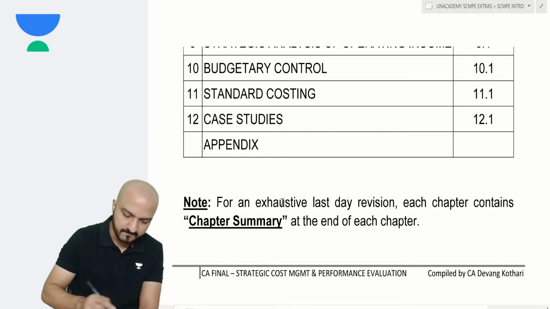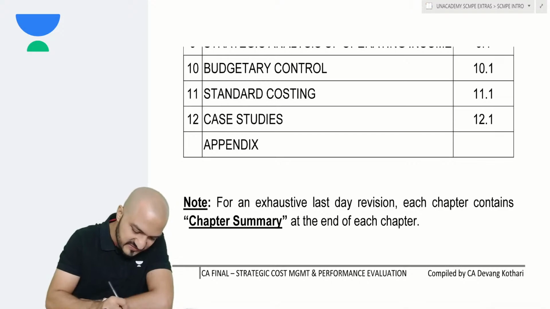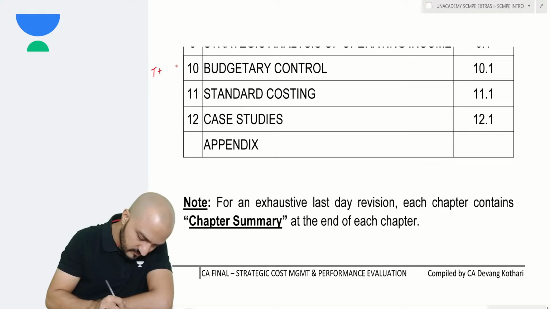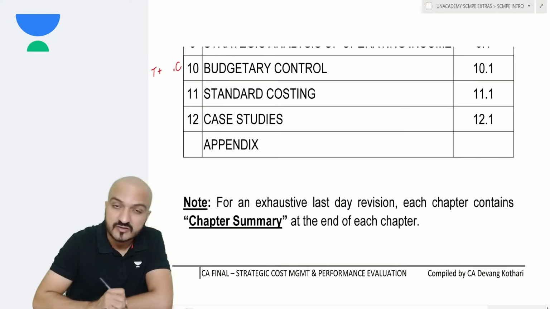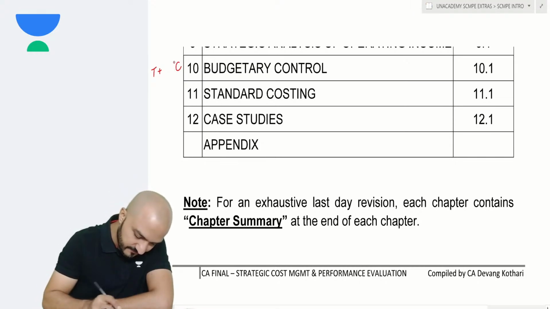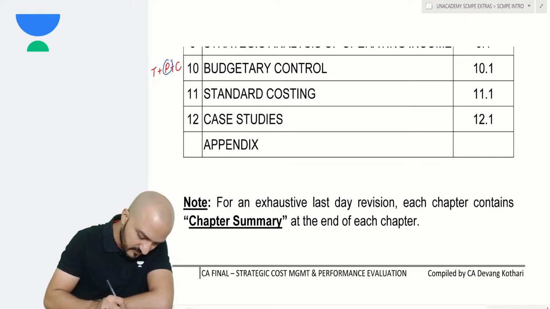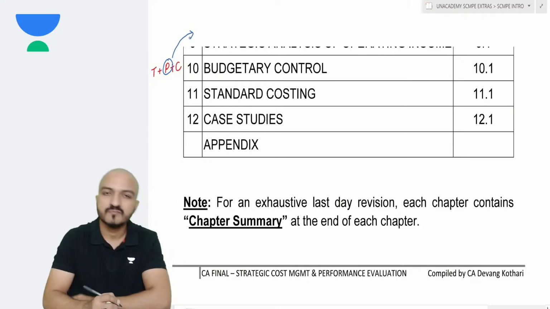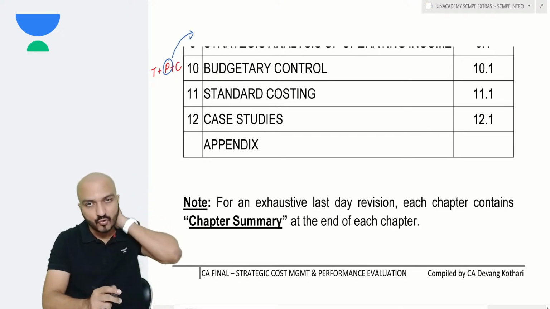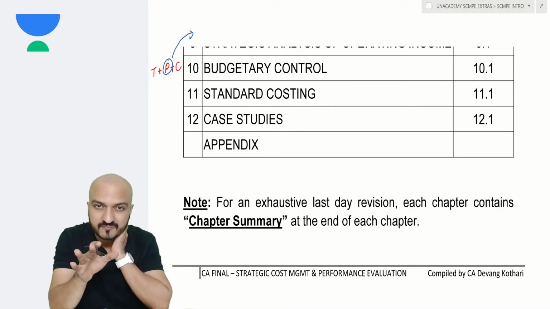Then comes chapter 10, budgetary control. Now this is interesting. Chapter 10, budgetary control, as per your syllabus, contains only theory and case studies. But if you see in my book, in the budgetary chapter, I have given theory plus practicals plus case studies. The practicals which I have given in the budgets chapter, you'll find exclusively in my book only. ICAI study material does not contain practicals in the budgets chapter.